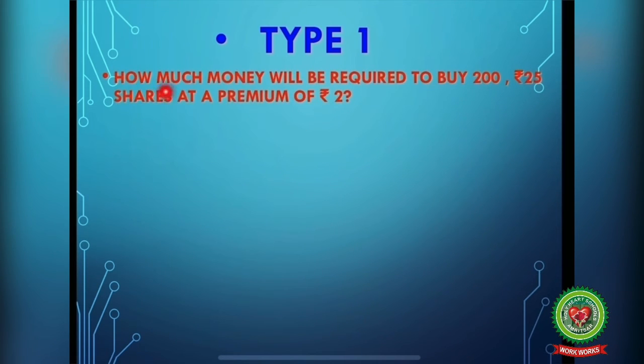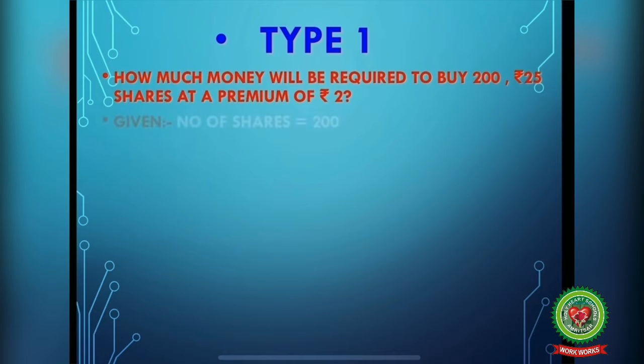So the first type is: how much money will be required to buy 200 rupees 25 shares at a premium of rupees 2? Now in this sum, we need to calculate how much money will be required, that is, we need to calculate total market value. And we are given that to buy 200, now this 200 is the number of shares. Rupees 25 is the face value of one share at a premium of rupees 2. So this rupees 2 is the premium.